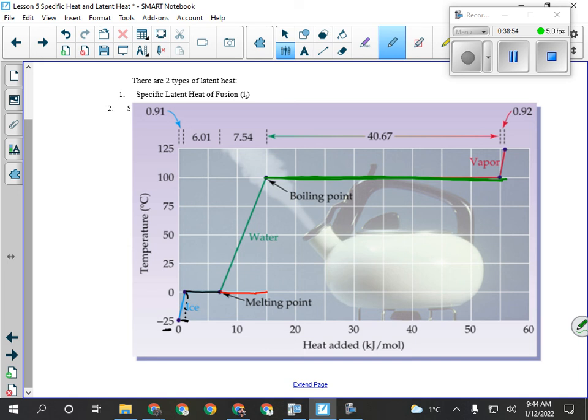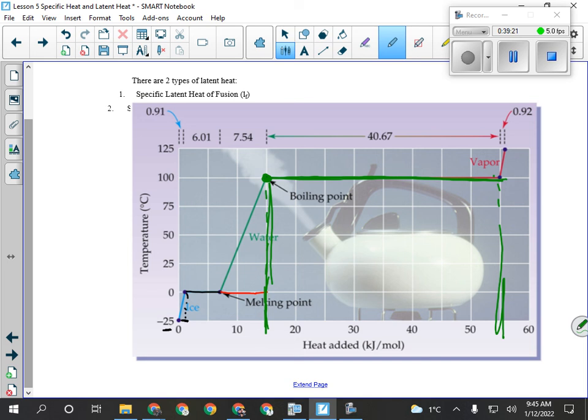Which would burn you worse? Water at 100 degrees Celsius or steam at 100 degrees Celsius? Steam. Why? They're both 100 degrees Celsius. There's more energy in steam. Exactly. This is where water is. This is how much energy water has at 100 degrees Celsius. This is how much energy steam has at 100 degrees Celsius.